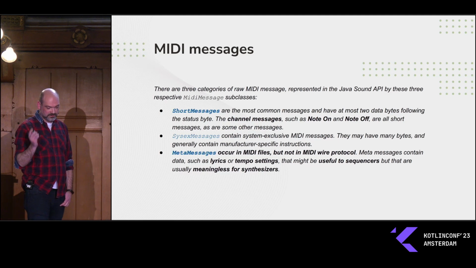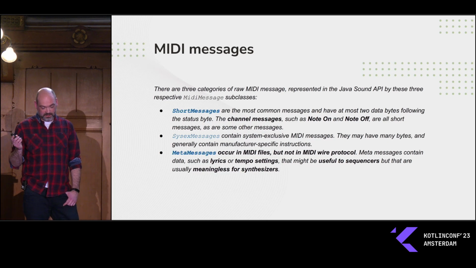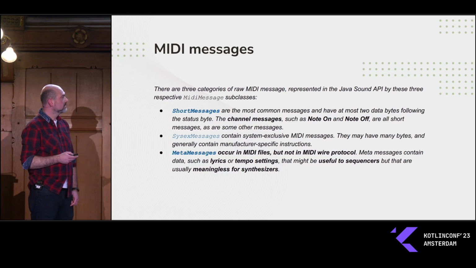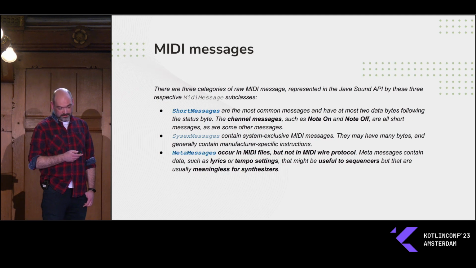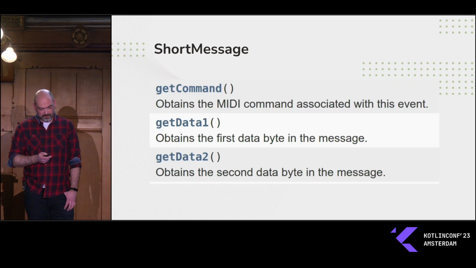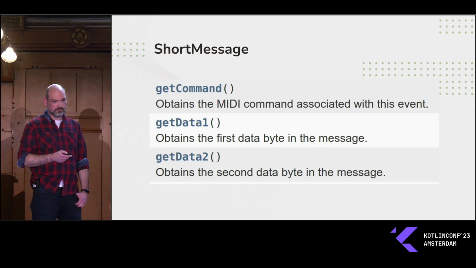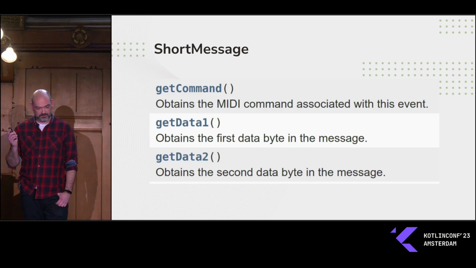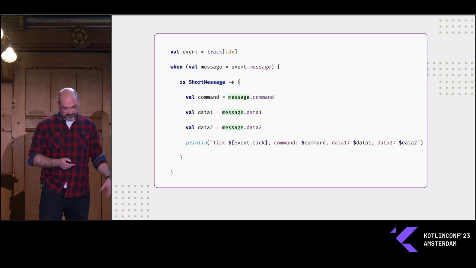So this contains info about the song, the lyrics, the settings. This might not be interesting for us, so we can just take the short messages. If we look at the short message, it generally contains three properties: the command, the data one, and data two fields.